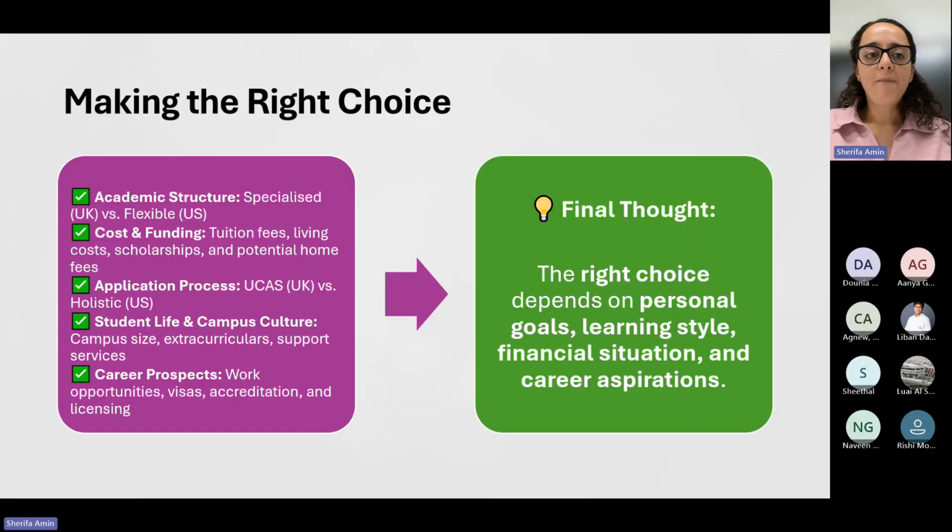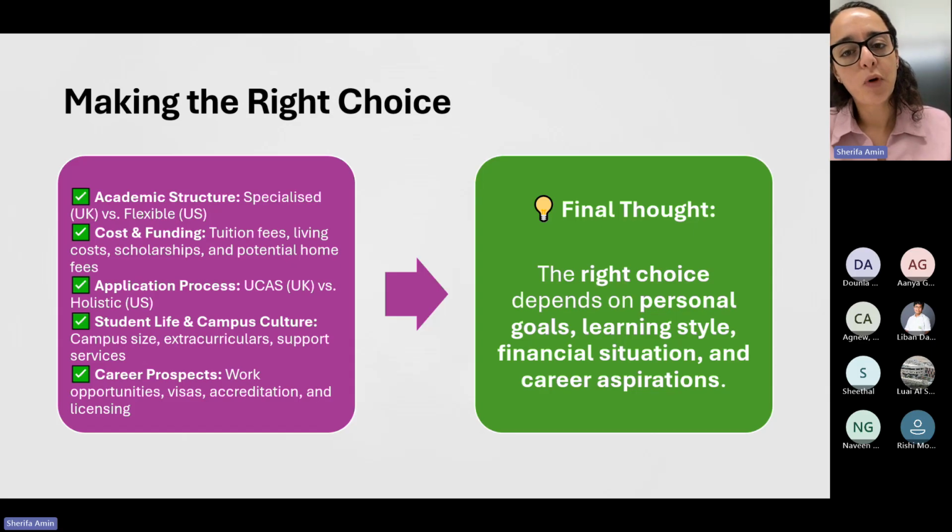So I just have 2 more slides before I open up the floor for questions. At the end of the day, there isn't such a thing as one size fits all when it comes to university career counseling. Choosing between the UK and the US is a very highly personal choice, and it depends on academic strengths and preferences. Do students prefer specialization or flexibility?